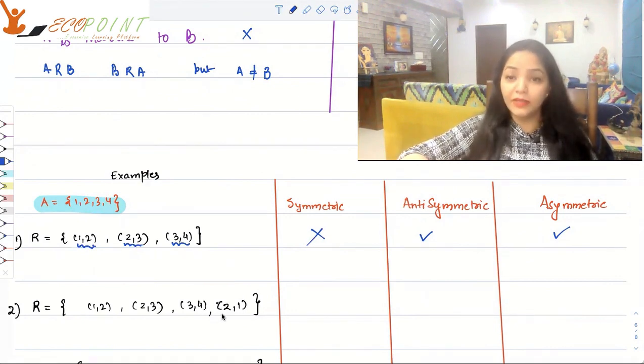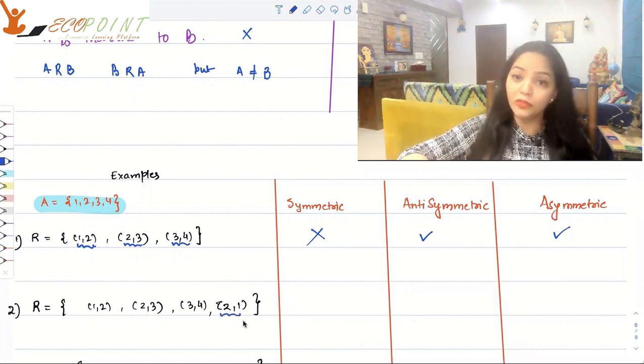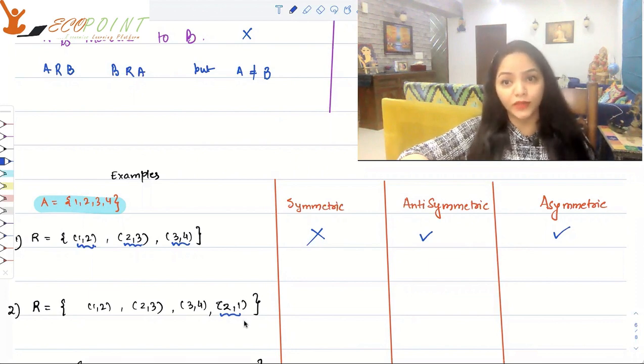Let's take the same elements, except I'm just adding another element, that is (2, 1). So you have (1, 2), (2, 3), (3, 4), and (2, 1). (1, 2) is there and (2, 1) is also there. So does it mean it is symmetric? Well, just for this pair. But what about (2, 3) and (3, 4)? No, we don't have the opposite pairs. So therefore, it is not symmetric.